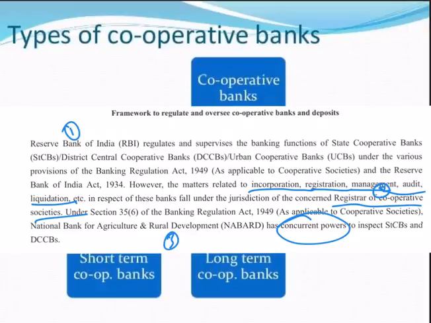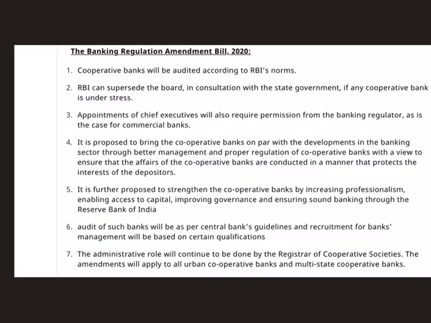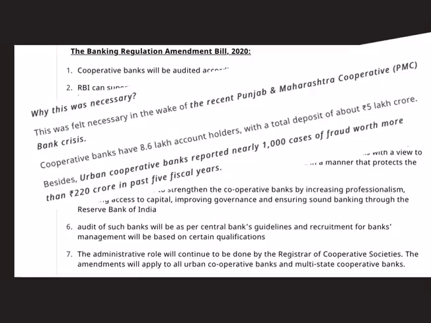So this was all about the cooperative banks and their regulation. Let us now discuss the key features of the recently introduced Banking Regulation Amendment Bill 2020. But before that, let us understand why this was necessitated. Firstly, this kind of regulation was felt necessary in the wake of the recent Punjab and Maharashtra cooperative bank crisis. The PMC bank crisis arose when it was found that the PMC bank had provided loans, that is 75% of its total loans, to one single real estate entity. And when this real estate entity collapsed, it led to this banking crisis.